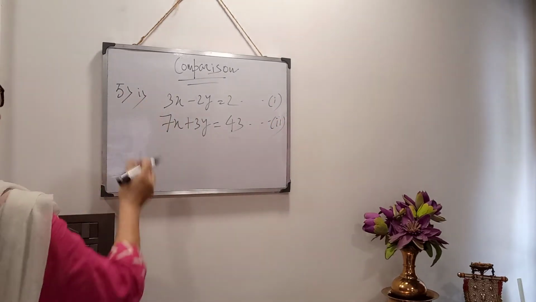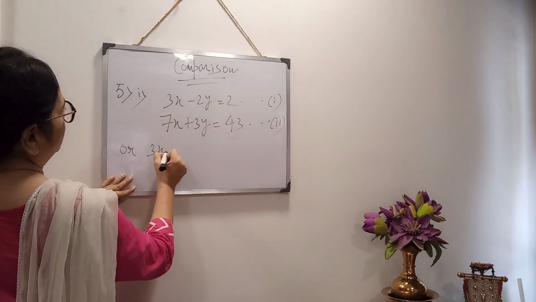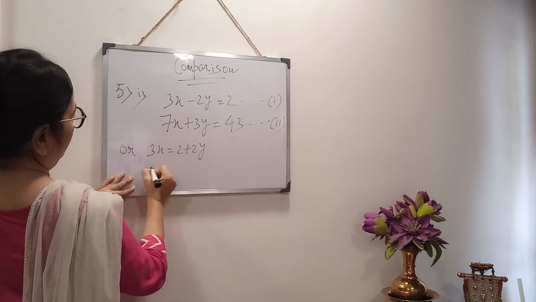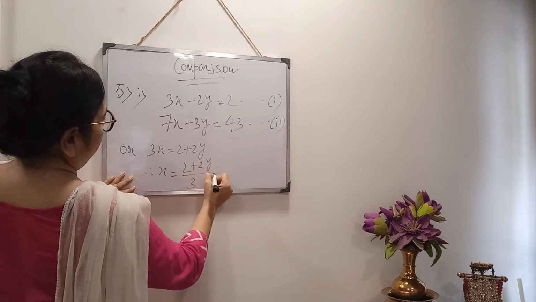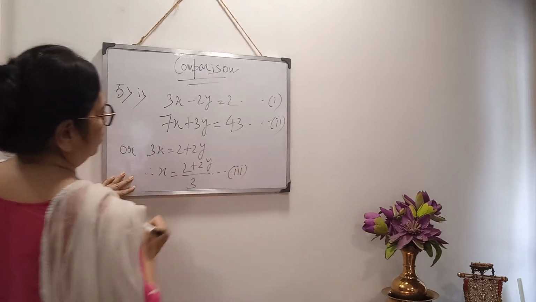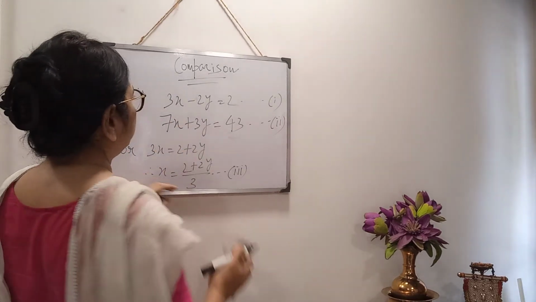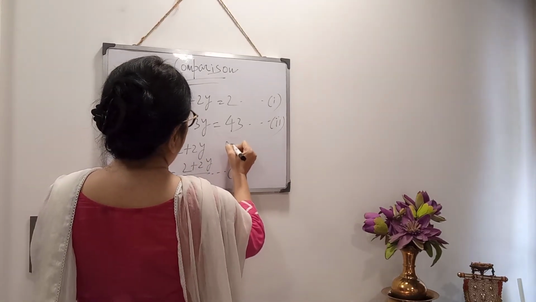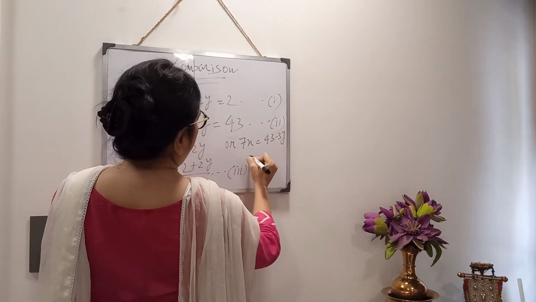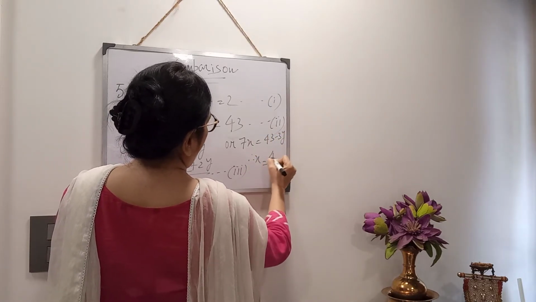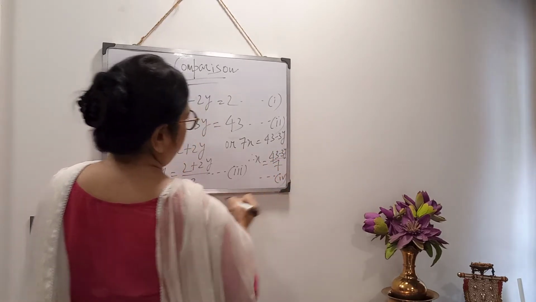So from here I will express x equals to what? From 1, x equals to what? 3x equals to 2 plus 2y. Therefore x equals to 2 plus 2y by 3. This is my equation number 3. From 1 we are getting 3. Clear? Then from 2, x equals to what? 7x means 43 minus 3y. Therefore x is coming 43 minus 3y by 7. This is my equation number 4.